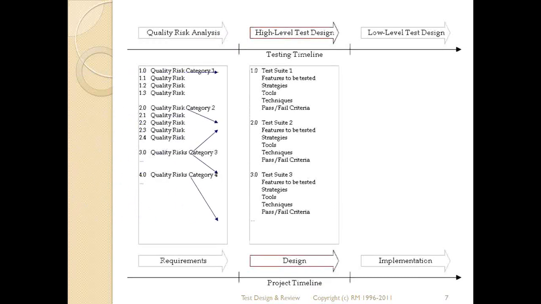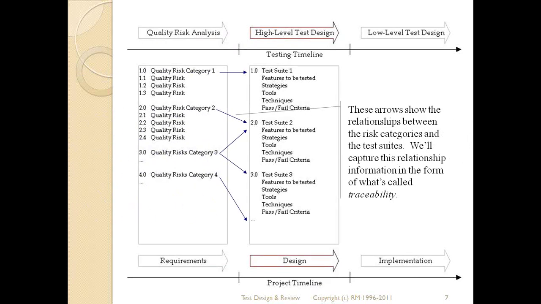What I do is I create test suites for every quality risk category that I have defined in my risk analysis. The idea is that I must have at least one test suite for one category. I can have more than one test suite. As you can see, quality risk category 3 is being tested by test suite 2 and test suite 3, whereas test suite 1 is only testing quality risk category 1.